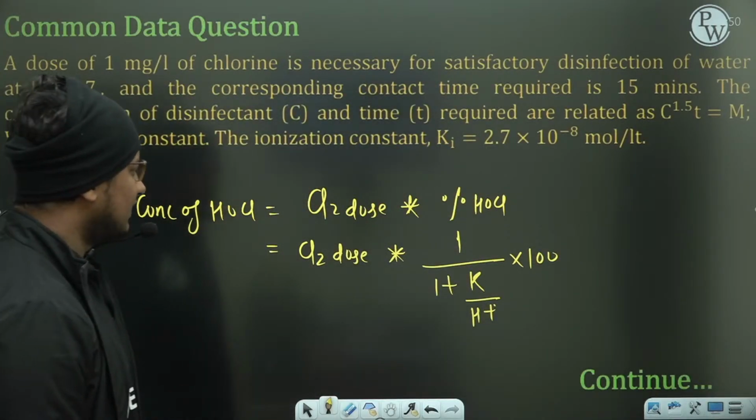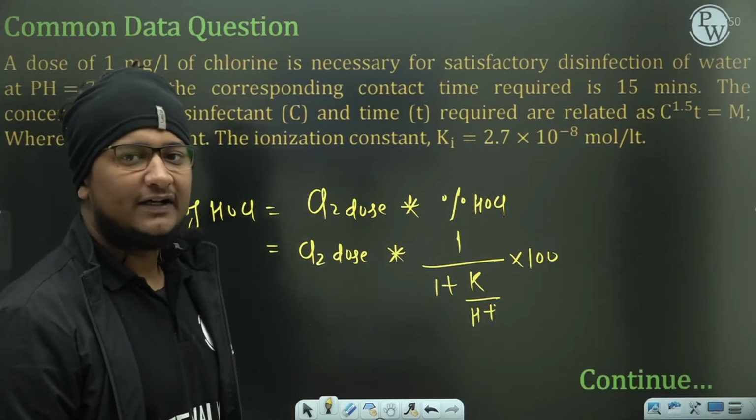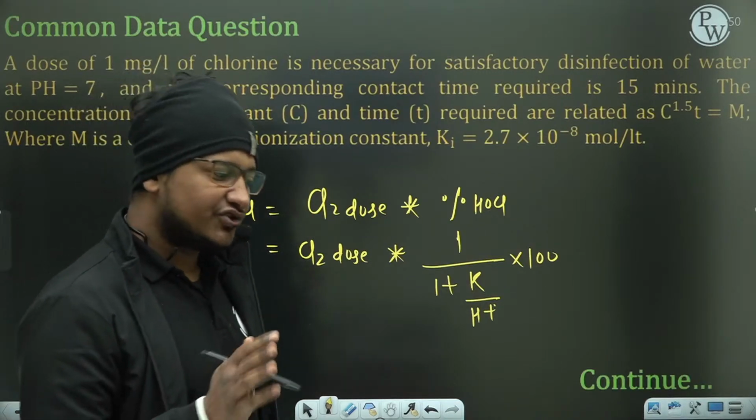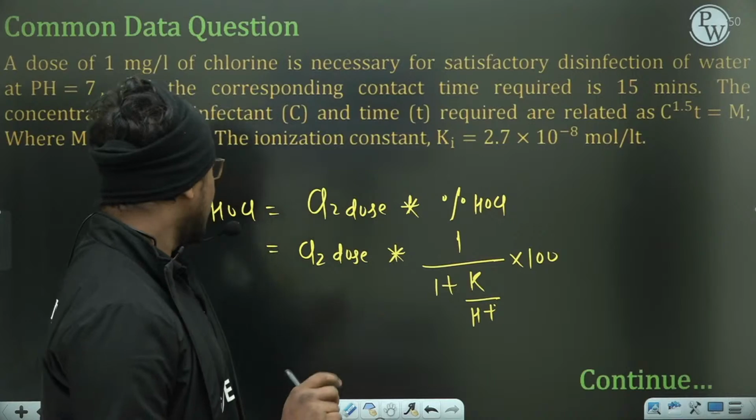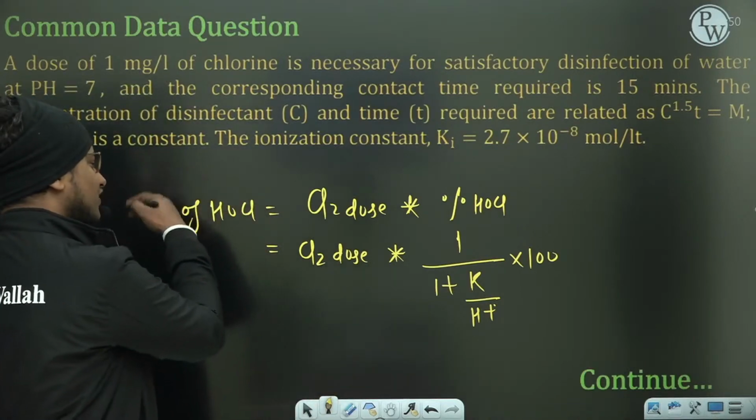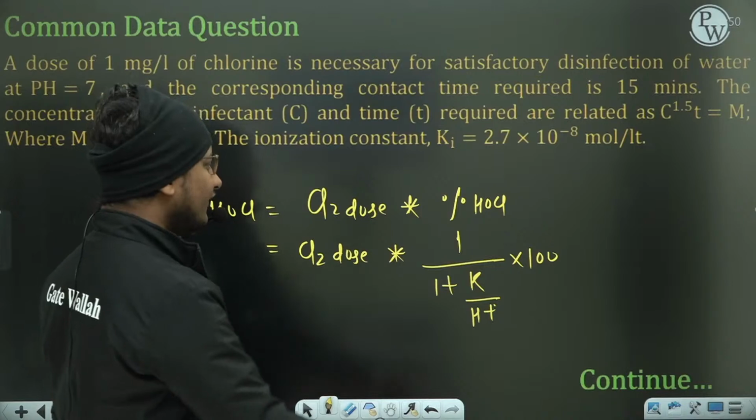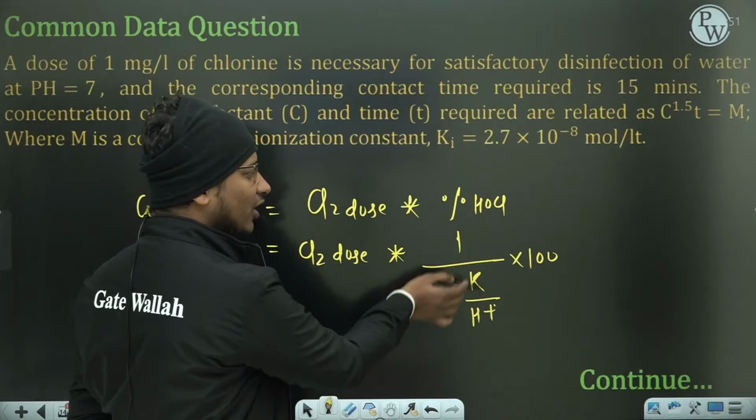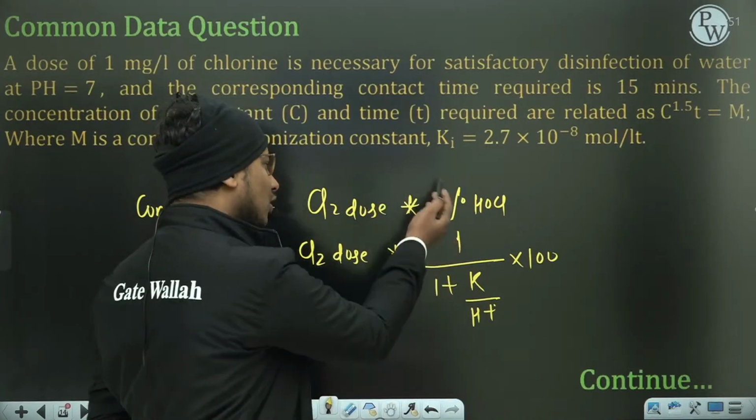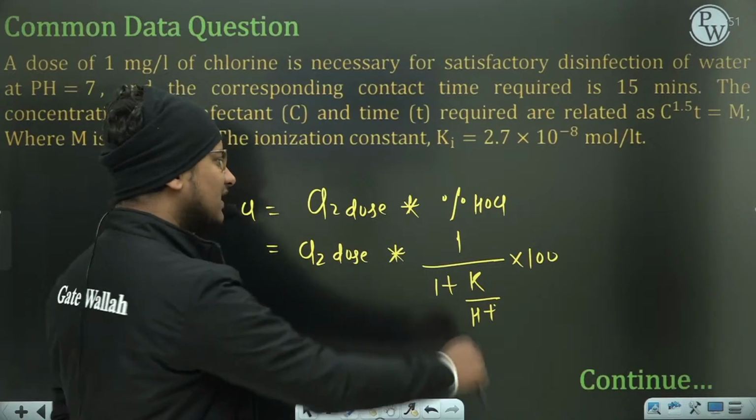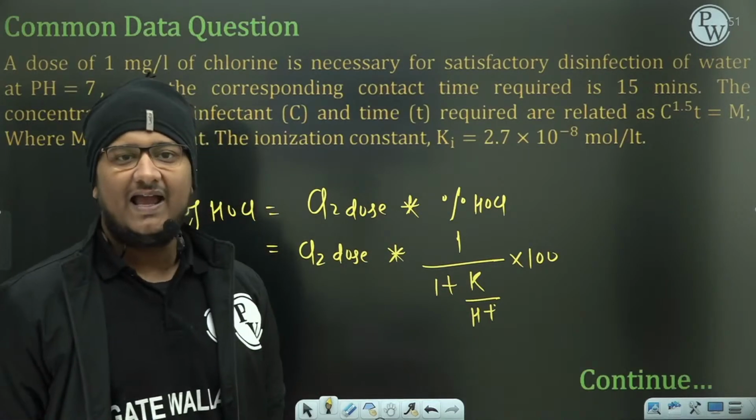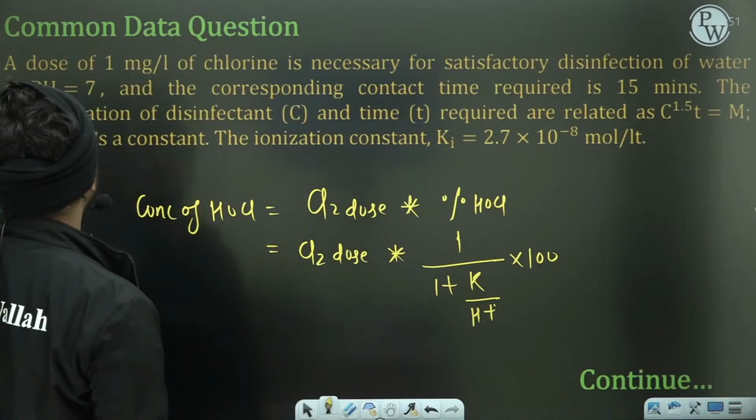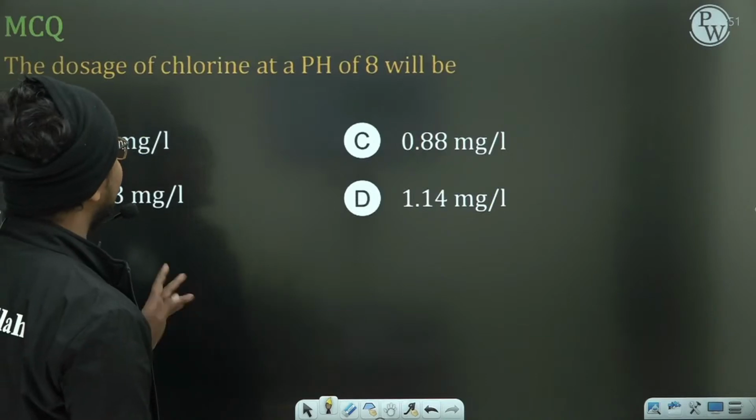Now, for a given efficiency, as in this question they have not given that efficiency is going to change, so we'll take efficiency as a constant. So for a given efficiency, this concentration of HOCl will be constant. If you are changing the pH, H plus concentration will change. Accordingly, percentage HOCl will change, and accordingly Cl2 dose will change. But the multiplication of these two will always be constant. And this is the concept which we are going to use in this question. So here they have mentioned that pH will be 7, and what they're asking here is for pH 8.